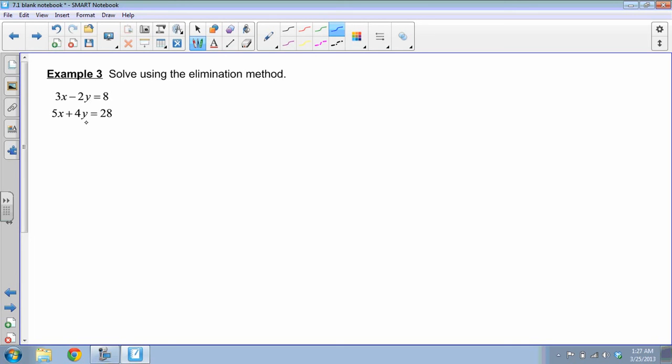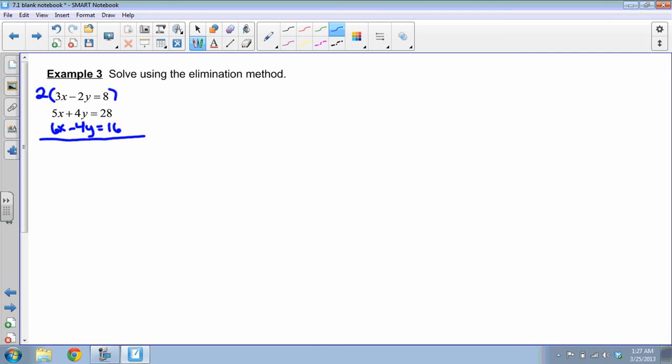I want the same number in front of both of these y's, but I want them to have opposite signs, so that when I add them together, one's a positive, one's a negative, which means they cancel out. So I would look at this and say, well, this first equation, if I multiply it by 2, I get a 4 in front of y, which is going to cancel out my y's. So to do that, I have to multiply all of the top equation by 2. So I'm going to write it underneath here. That gives me 6x minus 4y equals 16.